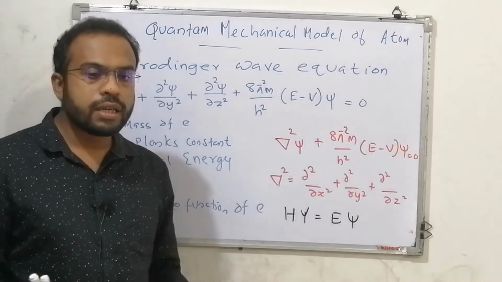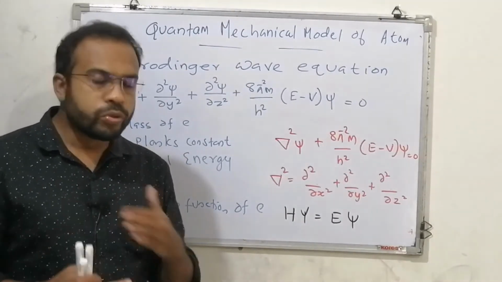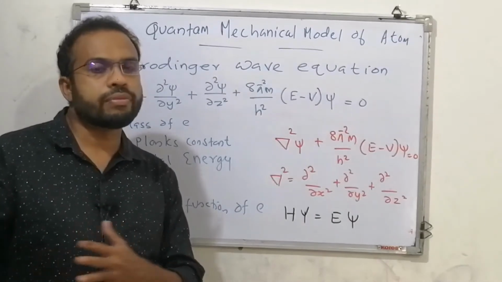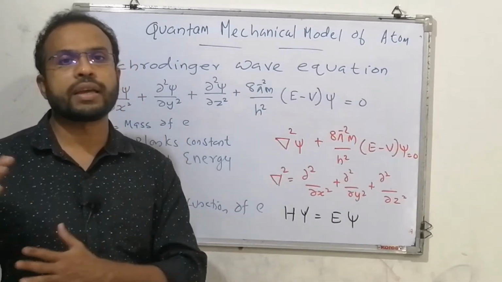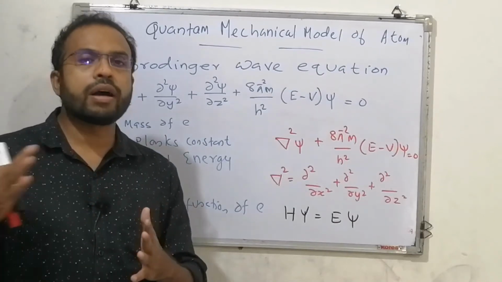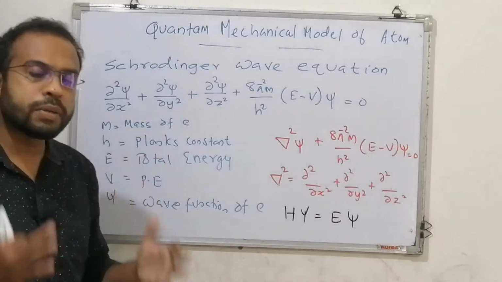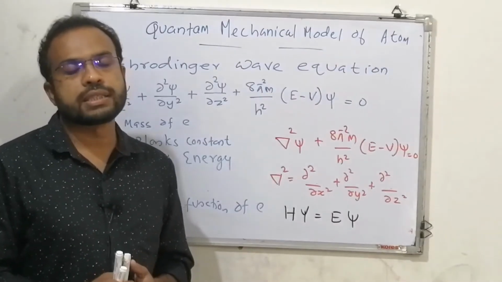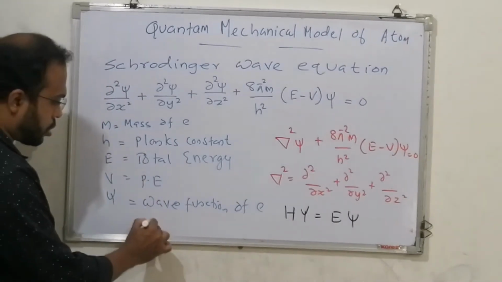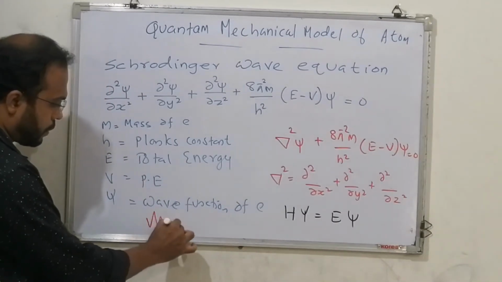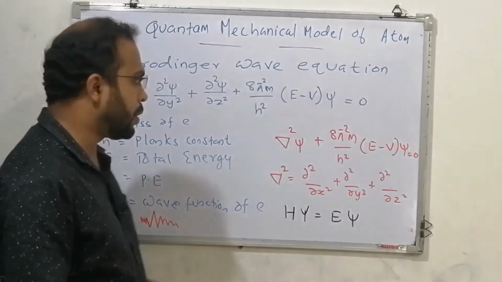We said that electron has a wave character. When electron moves, it moves like a wave, like sine wave, cos wave, water wave. That wave has a mathematical function that is called psi. If you specifically ask me what is psi, psi is the amplitude of the wave. Suppose this is an electron wave. Psi is the amplitude of the wave.